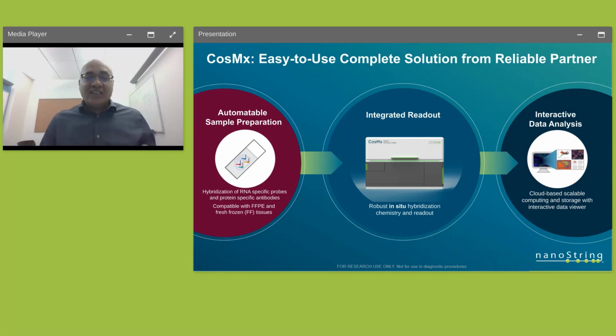You can do a very simple sample prep and upload that slide onto an instrument. And CosMx has an integrated high-resolution microscope, so you don't need any additional instrument to conduct your experiment. Above all, CosMx comes with a cloud-based scalable compute and storage solution. And it has all the data analysis modules integrated into a cloud-based solution so that you can get all that data analysis from CosMx done with a one-touch button.